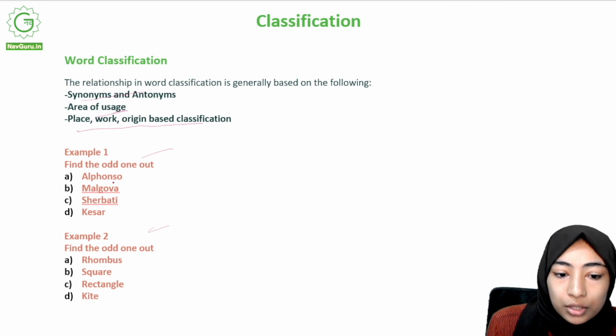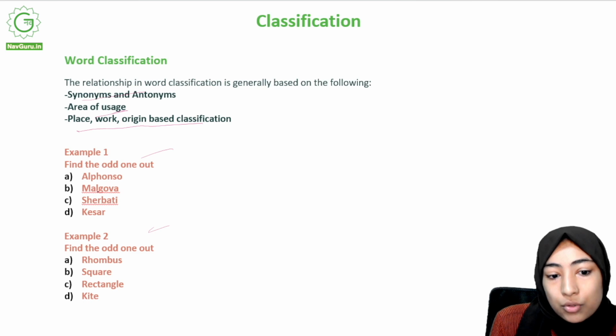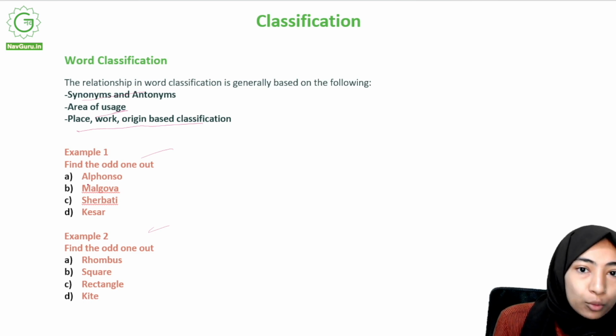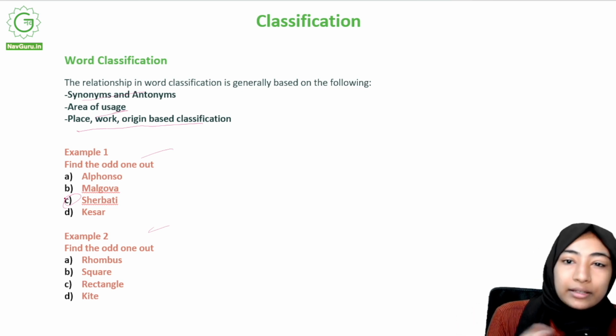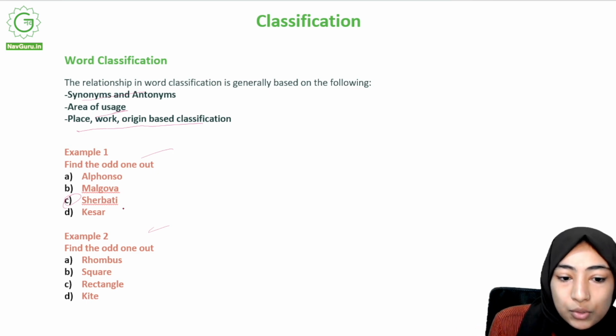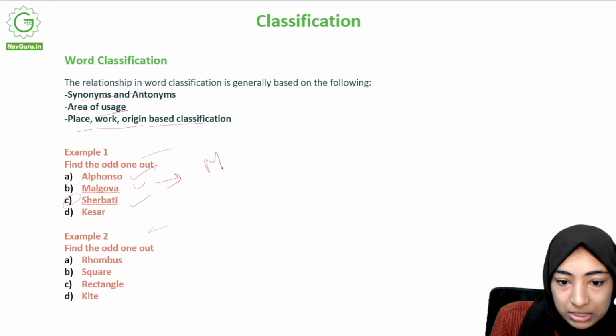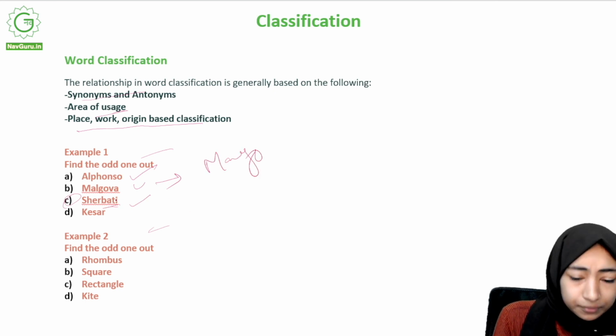Find the odd one out: Alfonso, Malgoa, Sherbati, Kesar. You would know Alfonso and Malgoa are very famous types of mangoes, right? Kesar is also a famous type of mango. So here the odd one out is Sherbati. Sherbati is not a type of mango. It is a type of rice, a type of wheat. Sherbati rice is quite popular. Since all these three come under a specific domain, which is mango, and Sherbati does not, here Sherbati is the odd one out.